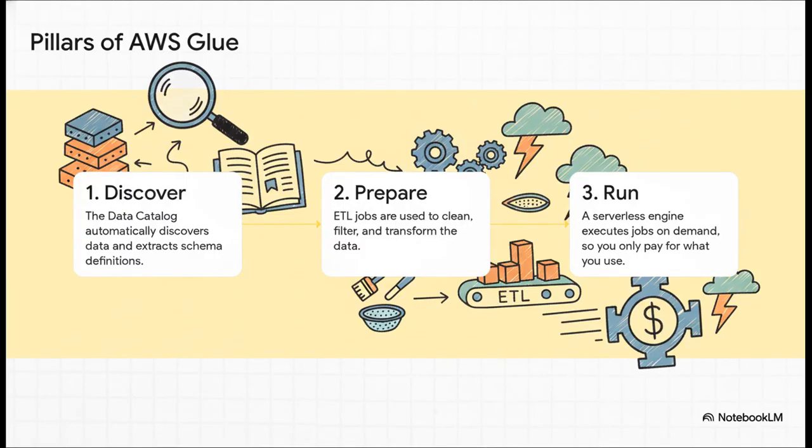So, how does Glue actually work? Well, you can break it down into three simple parts. First is Discover. Glue has something called the data catalog, which is basically a super smart librarian for your data. Then there's Prepare. This is where you set up your ETL jobs to do the actual cleaning and transforming. And the third part? Run. Glue takes your job and runs it on that awesome serverless engine. Discover, prepare, run. Pretty simple.